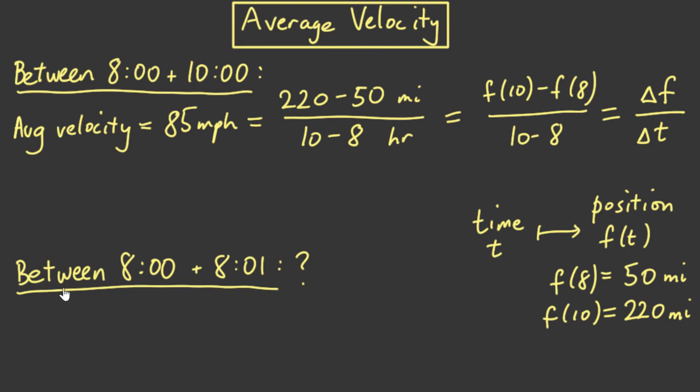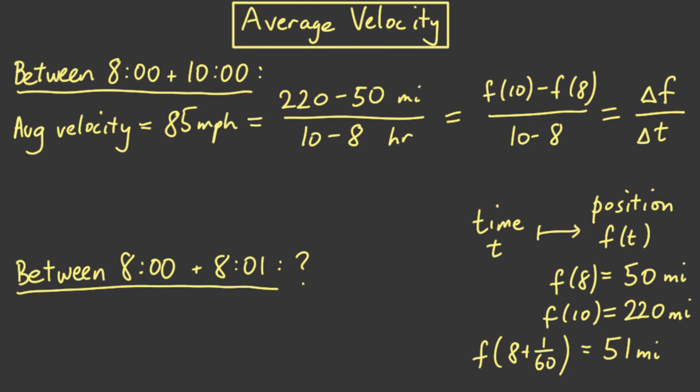Now, we wanted to talk about 8:01. So in order to do that, I need to tell you the position of the car at 8:01. And in our notation, that's going to be f of 8 plus 1 over 60. So that's 8 and 1/60th hours. And let's say that the car was at mile marker 51 at that moment.